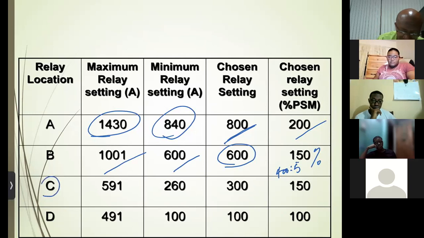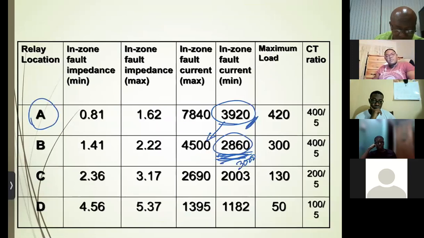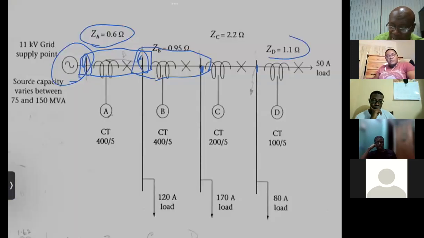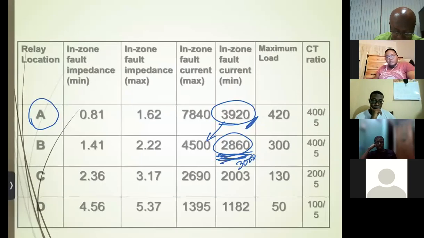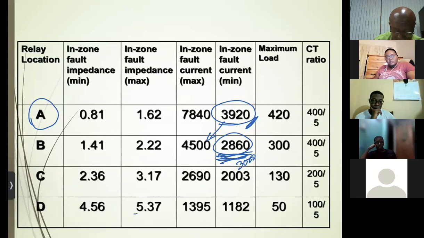For C, it's the minimum fault current at D. So this would be B, so this is C, and that's D, and twice the maximum load at C. All right, and for D, as I said before, we would simply be adding the 1.1 to the value here in order to get the minimum fault.